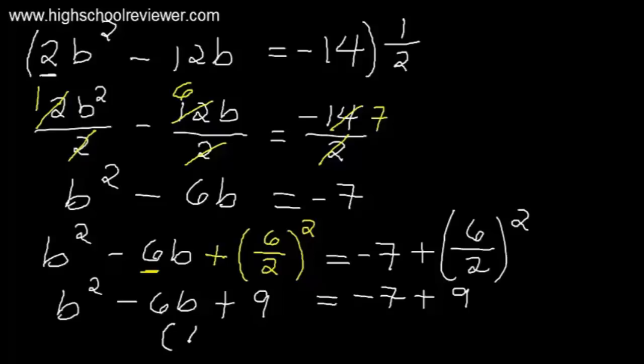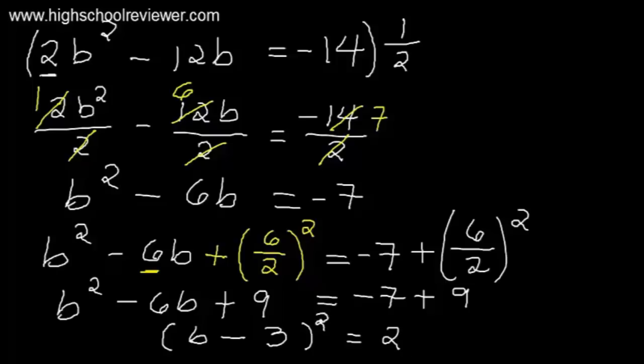So this will be b, and since this is negative, this will also be a minus sign, and the square root of 9 is 3. So since this is a perfect square, we are going to raise this quantity to 2. Now, negative 7 plus 9 will give us positive 2. Okay, so b minus 3 raised to the power of 2 equals 2.